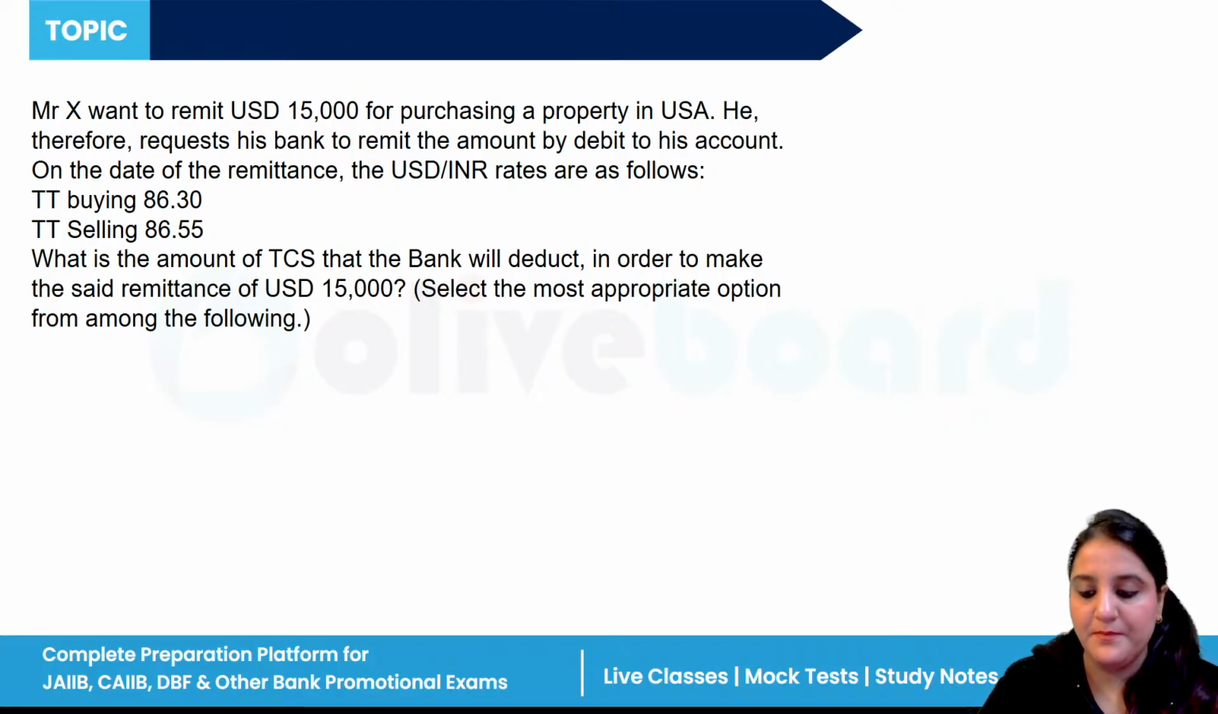TT buying rate is given. So what is the amount of TCS that the bank will deduct in order to make the said remittance of US dollar 15,000?